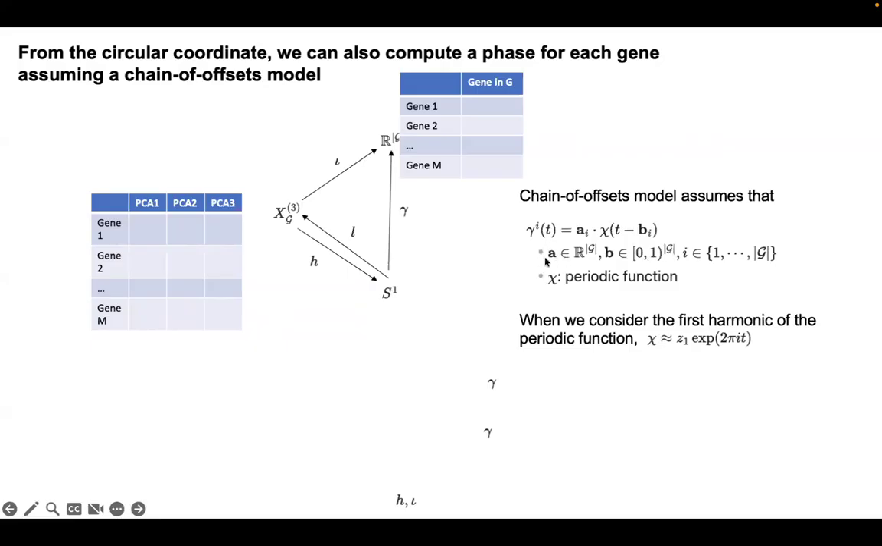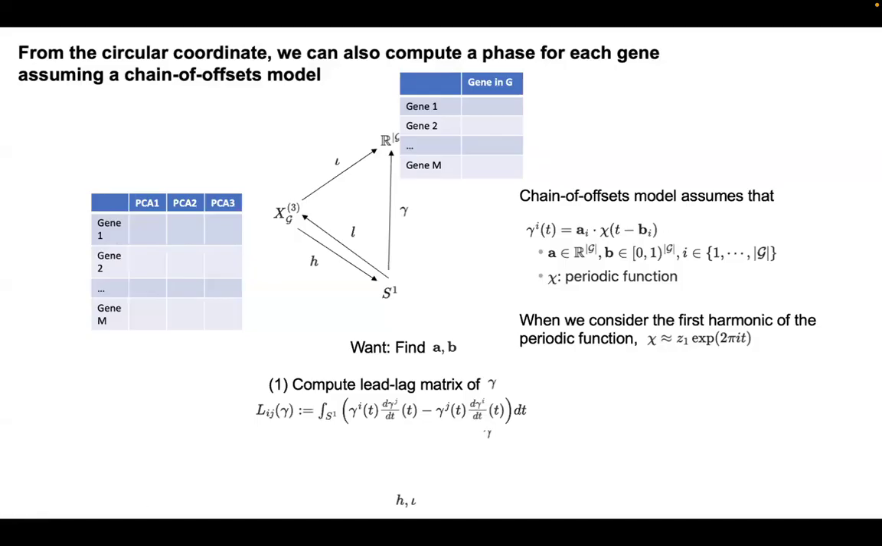This chi is a periodic function, so it will be sine or cosine, because we are only interested in the first harmonic approximation of the periodic function. Also, B_i would be the base for the periodic phenomena, and A_i would be the amplitude of the biological phenomena. So what we want to do is to find A_i and B_i in the chain of offset model.